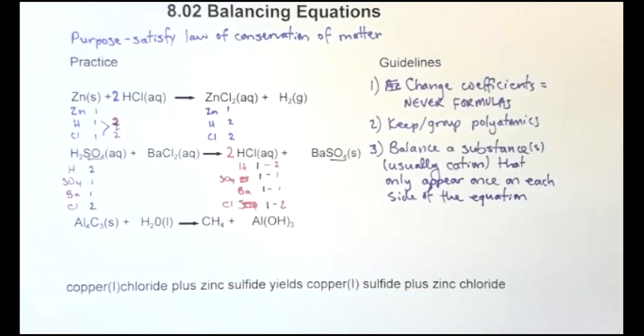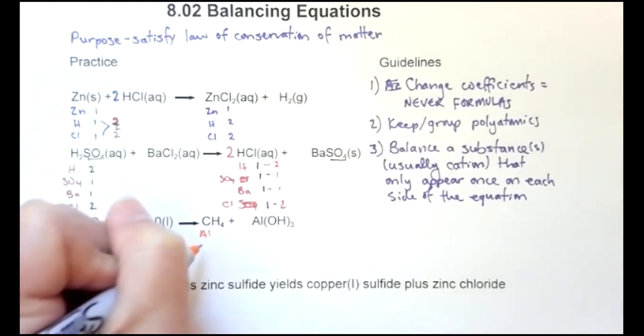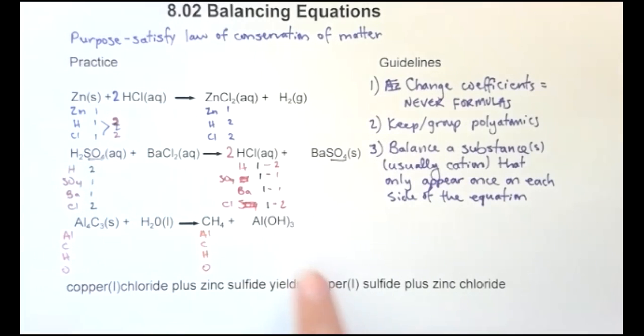All right, so here's another example. I've got aluminum carbide plus water gives me methane plus aluminum hydroxide. And when I look at this, I've got aluminum, carbon, hydrogen, and oxygen on both sides. But look, hydrogen appears in 2 of these compounds on this side. So I'm going to save that for last. I have aluminum that appears once, and carbon that appears once. And so I think the easiest thing to do would be to balance aluminum and carbon first and save hydrogen and oxygen for last. In fact, that's guideline number 4.